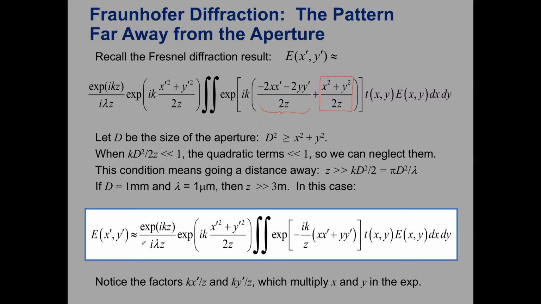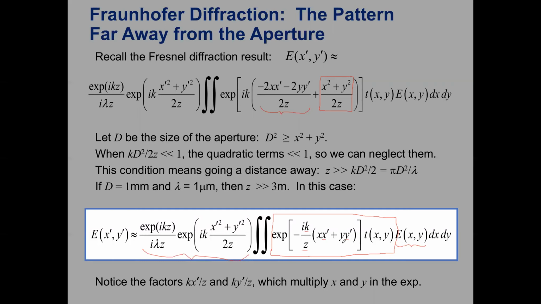And again, this is all stuff we're going to drop, but our integral simplifies even more. If we assume a constant amplitude plane wave hitting the screen, we could pull that E out. So really what we have to integrate is this. And you'll notice there are these quantities of wave number times x prime over z, and wave number times y prime over z.